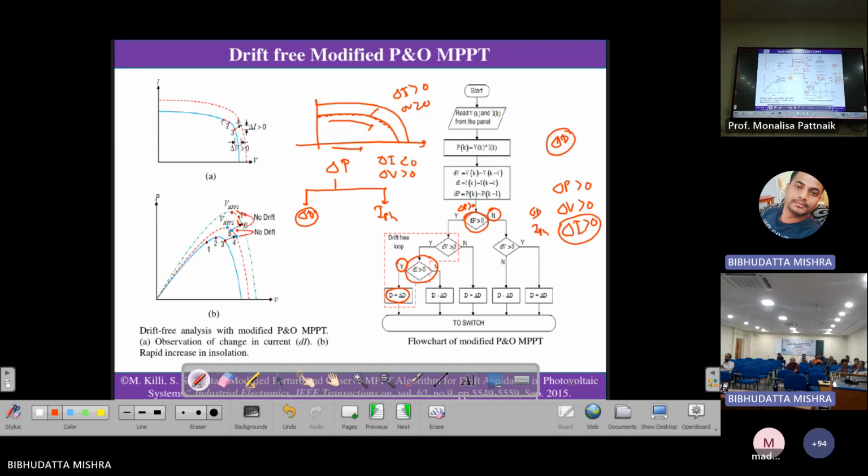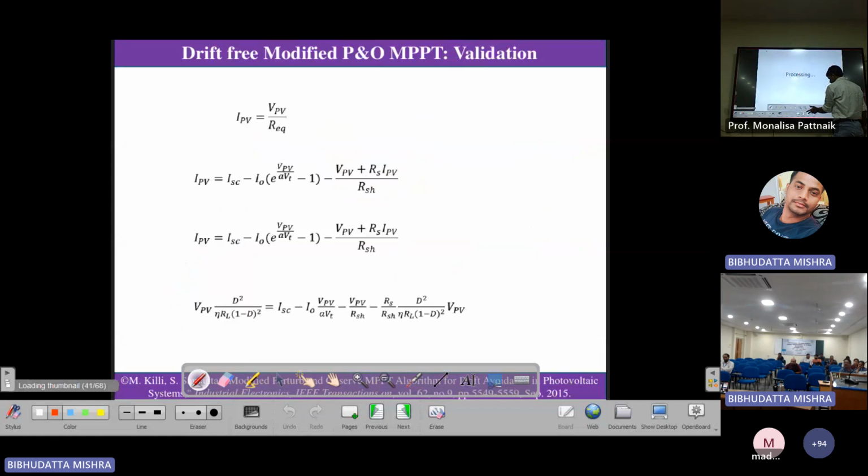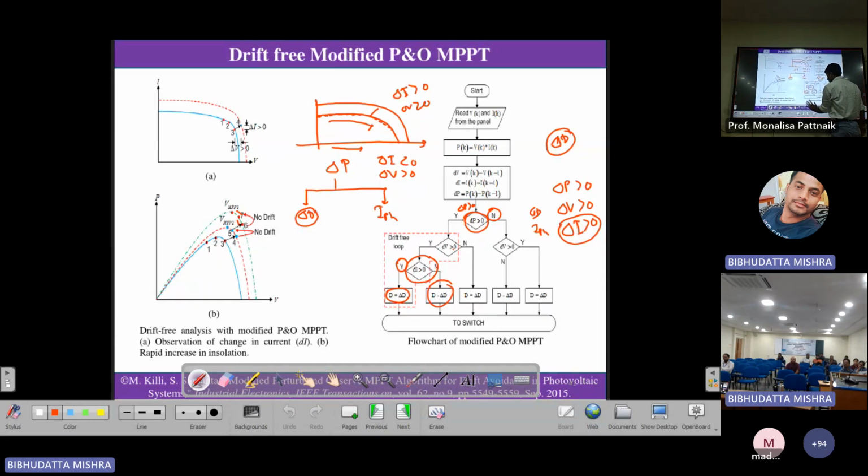And if dP greater than 0, dV greater than 0, and dI less than 0, that means it is due to the duty ratio. So I should do the same thing: I should increase the voltage. So this is the small modification that we did, and then actually it was accepted at the first review itself. Then they told us to do some kind of mathematics.